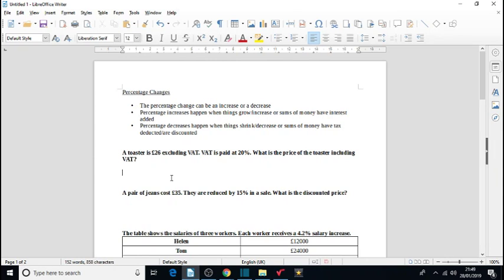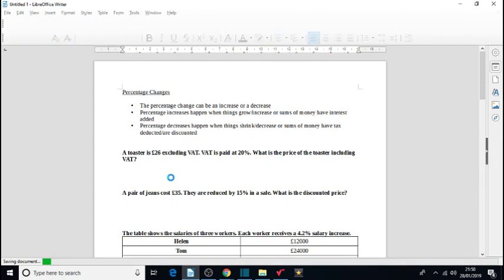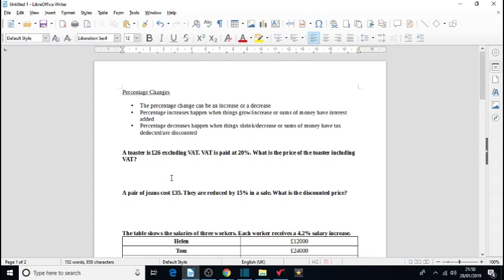Percentage decreases happen when things shrink, decrease, or sums of money have tax deducted or are discounted. With percentage increases, they usually have a multiplier greater than 1, as I will show you later in this video. For percentage decreases, they have a multiplier less than 1, which I will also show you in the video. So when it's a multiplier greater than 1, because it's an increase, you're adding that on top of how much it already is. So let's go into the first question.